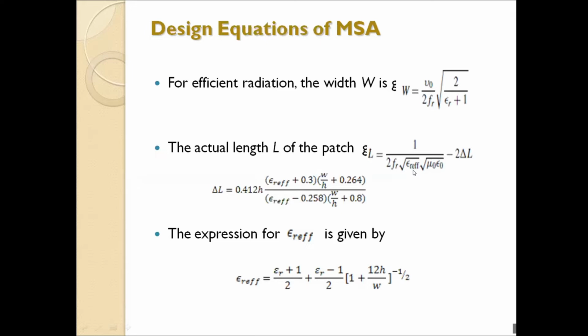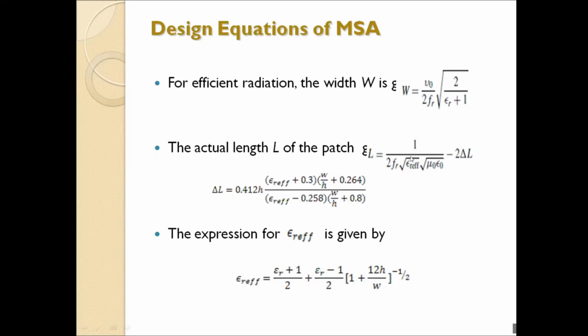So effective permittivity has to be calculated from this: epsilon r effective is equal to (epsilon r plus 1) divided by 2 plus (epsilon r minus 1) divided by 2, within bracket 1 plus 12h divided by W, the whole power minus 1 by 2, that is, in the denominator it is root of 1 plus 12h divided by W. What is h? Height of the dielectric material. W is the width of the antenna, right? First the width is calculated. After calculating the width we can calculate epsilon r effective.